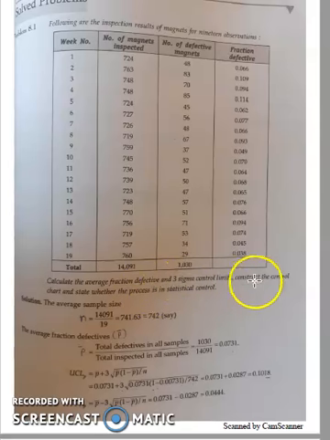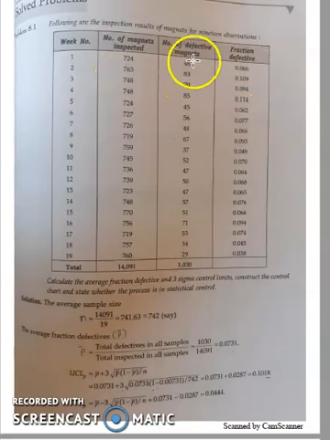You have to calculate the average fraction defective and 3 sigma control limits, construct the control chart and state whether the process is in statistical control or not. Okay, as usual, first what we have to do: we already discussed in the previous video how to calculate fraction defective.